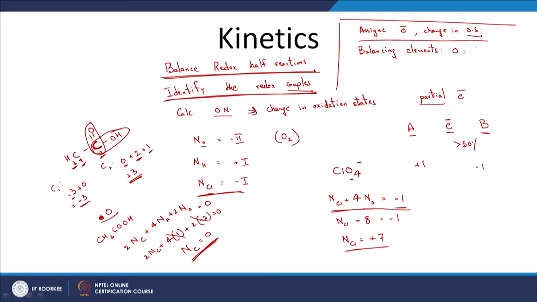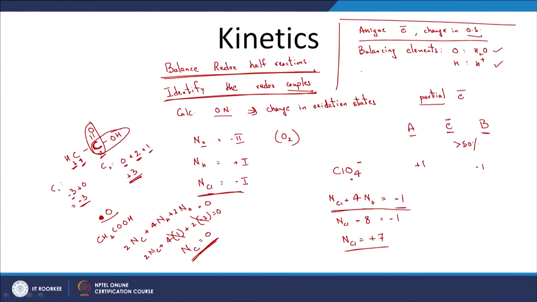In general, O I balance with H2O and H with H plus. And obviously the other elements, chromium and sulfur, you need to look at that particular balance anyway. So we need to obviously balance the elements and then move on to oxygen and hydrogen. And I am going to balance oxygen by having H2O, and hydrogen by having H plus. And then obviously I am going to do a charge balance.